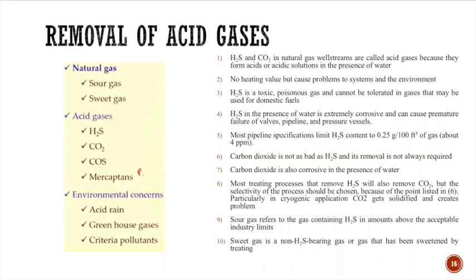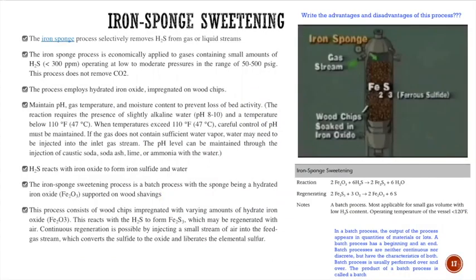So suppose the accepted limit is 4 ppm. Below 4 ppm we'll say it is sweet gas, and above 4 ppm we can say it is sour gas. So it depends on the requirement of the industry and the limit set by the industry. Okay, let's move on.